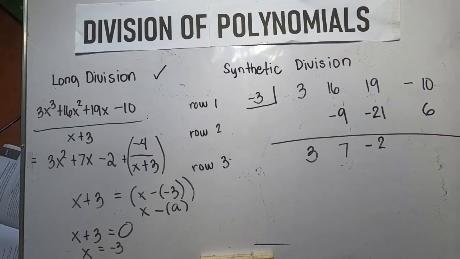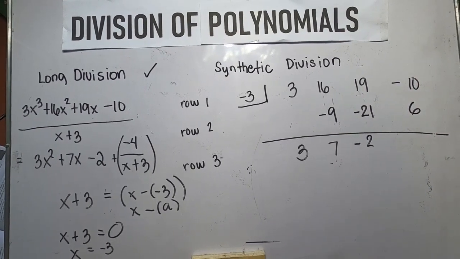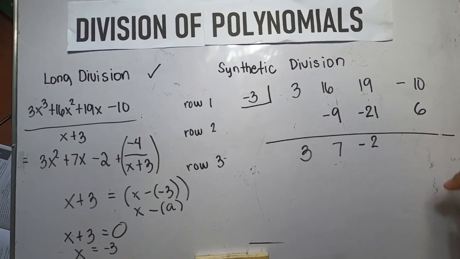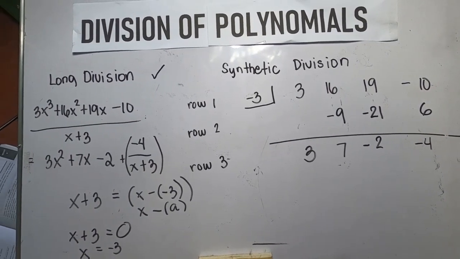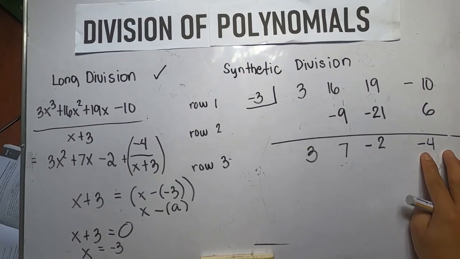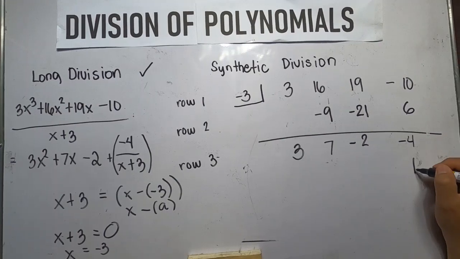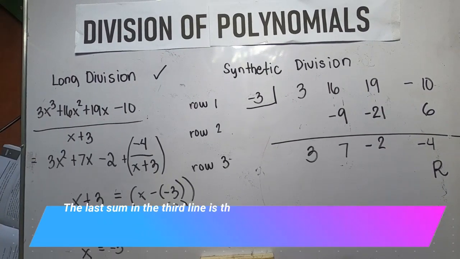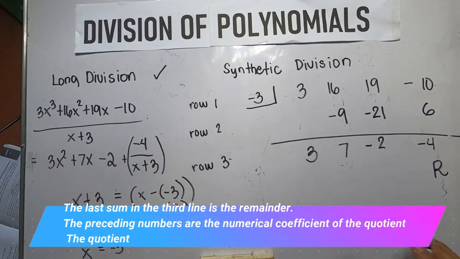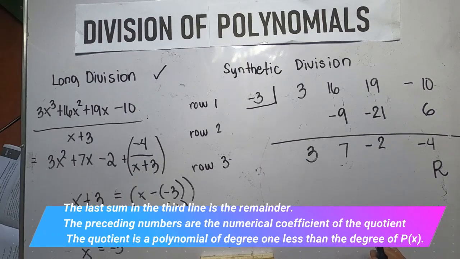So, we have done the same process until a product has been added to the final coefficient. So, negative 10 plus 6 is equal to negative 4. The last sum in the third row is representing the remainder. The preceding numbers are the numerical coefficients of the quotient. The quotient is a polynomial of degree 1 less than the degree of the dividend.